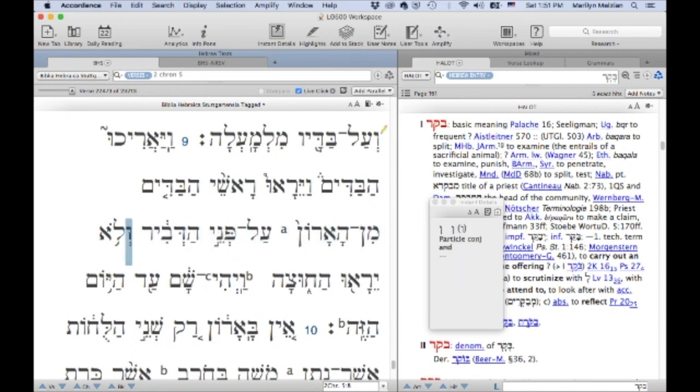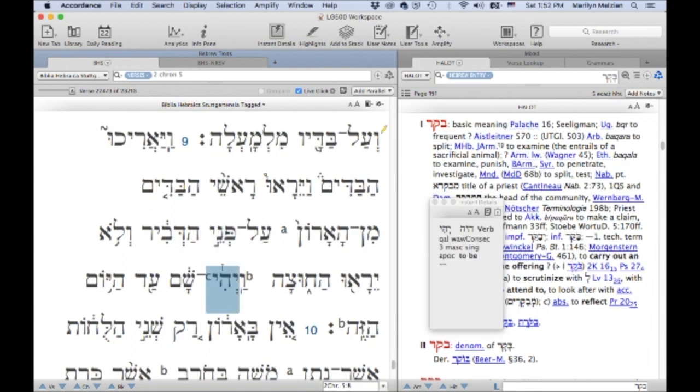Let's look down here, another example. We actually have another particle, which is one of the negations. We'll get to those later. And again, on the front of it, we have the conjunction vav with a shva, and.